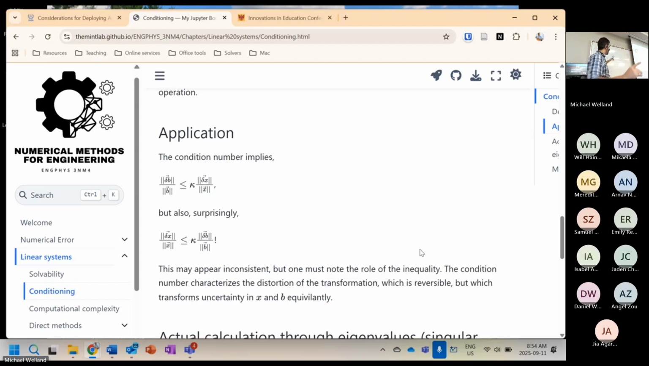Okay. Does this look familiar to anybody? I see some head nodding, right? Here I transferred this away from the origin, right? My x and my b are both away from the origin. Let's redo this.